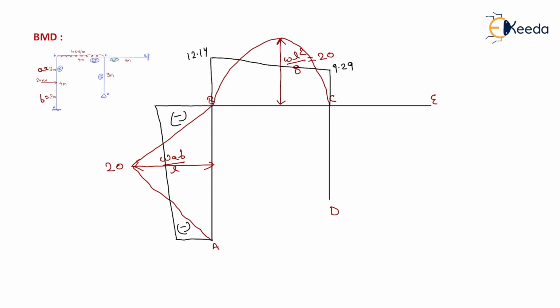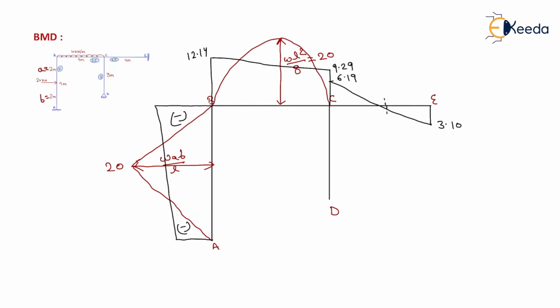Now in CE, there will be a moment of 6.19, which is shown here, and in EC there will be a moment of 3.10 of negative sign, so we need to plot it below the axis, because on the right hand side of this section, if the moment is negative, then we need to plot it below the axis. So it will be equal to 3.10, and we will join this by a straight line like this.